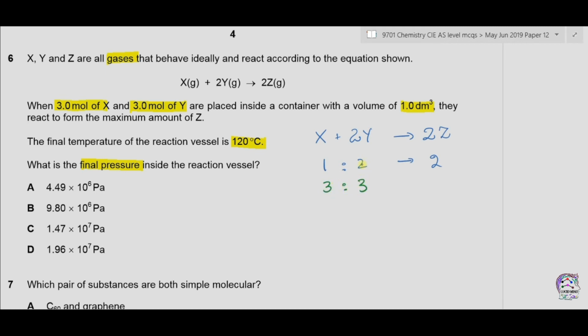Now we can see for 2 moles of Y, we require 1 mole of X. So therefore, for 3 moles of Y, we will require half the amount of 3. So 1.5 will be consumed and 1.5 moles of X will be left behind. So it means X is the excess reagent and Y is the limiting reagent. Now, the product also depends on the limiting reagent. So, as 2 moles of Y form 2 moles of Z, therefore 3 moles of Y will form 3 moles of Z. So, now the number of moles of X consumed will be 1.5. Number of moles of Y consumed will be 3. Number of moles of Z formed will also be 3.